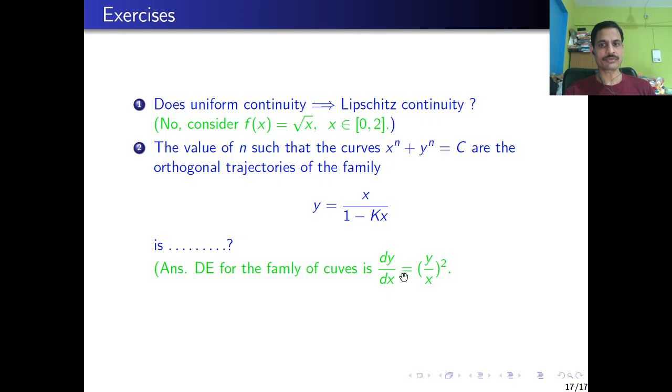So if this is the differential equation of the given family of curves, the differential equation of the orthogonal trajectories will be dy by dx is equal to minus bracket x by y square. So that differential equation, when you solve, you will get x cube plus y cube is equal to c. So that means the value of n is equal to 3.